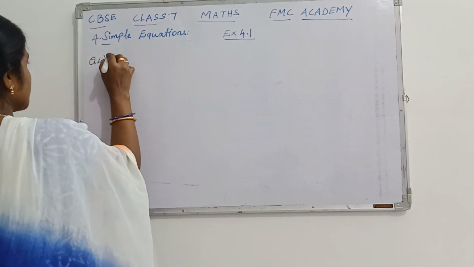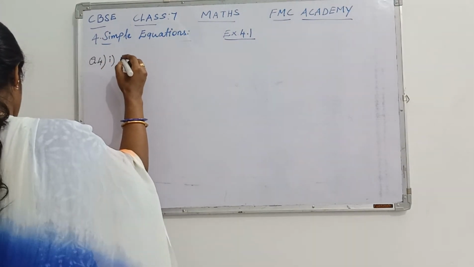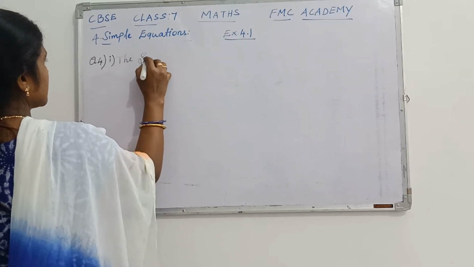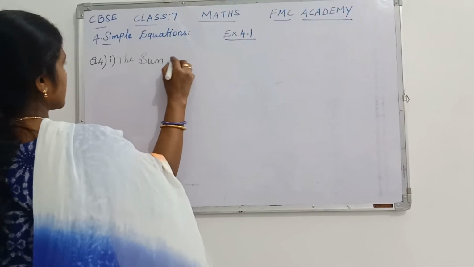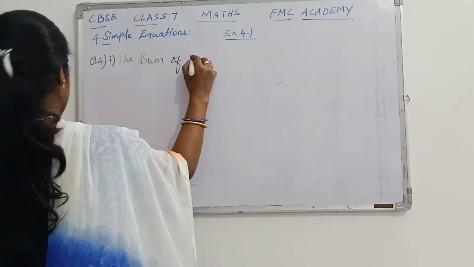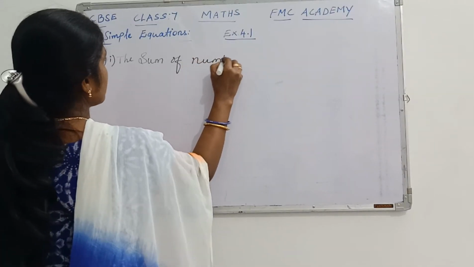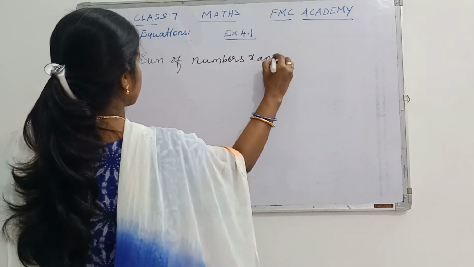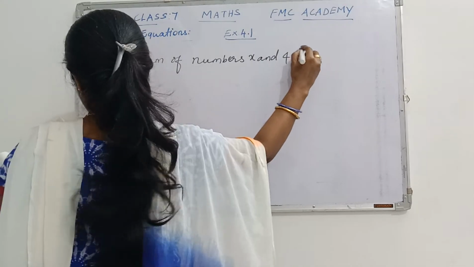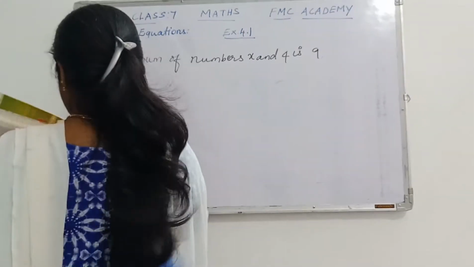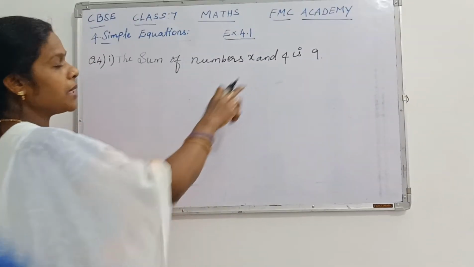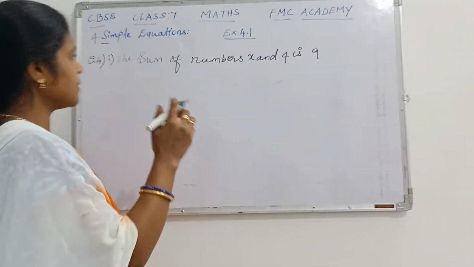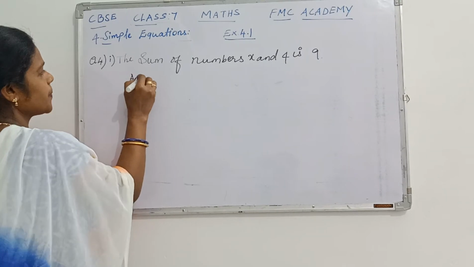So question number 4, the first one: the sum of numbers x and 4 is 9. Yes, see, very simple. Here this statement you have to convert in the form of equations. Okay, let's convert now. What can you write?